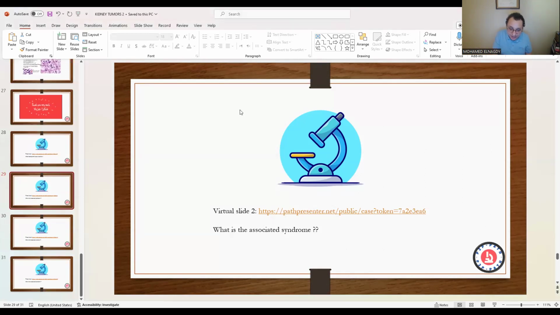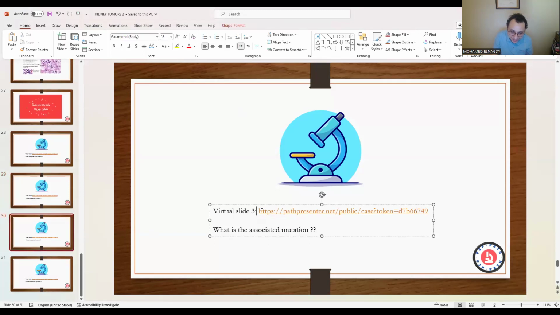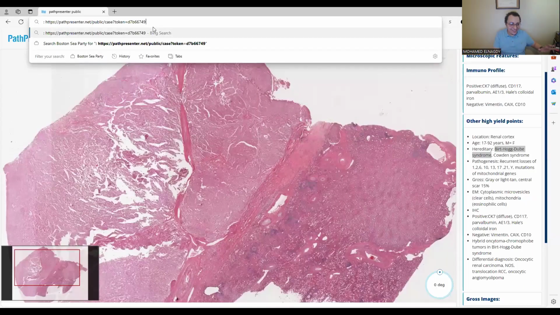Here is virtual slide number 3. Who wants to go for this? It's asking what is the associated mutation. Let me show you the picture. Maybe you change your mind.